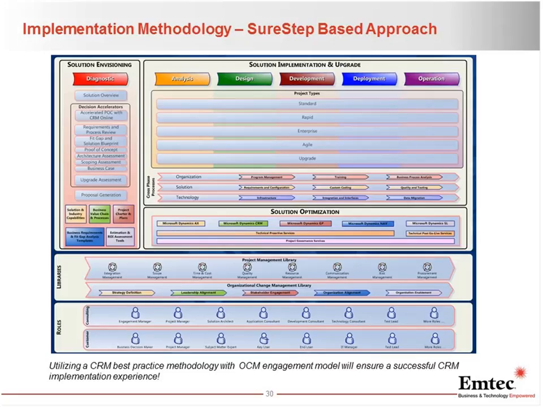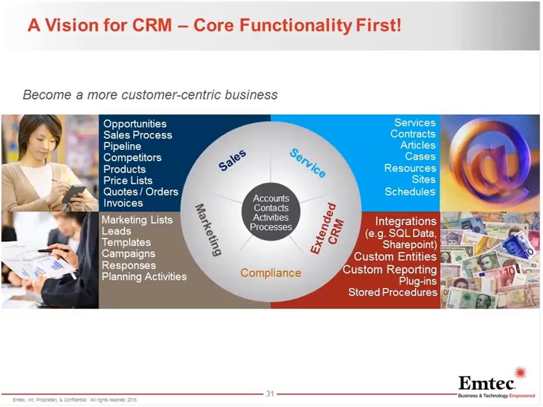That's really where this thing all ties together and you get the success that you were striving for. So as far as what you implement, as I mentioned earlier, you want to go for core functionality first. You can see here, the center of this is accounts, contacts, activity, and your business processes. That is a must. With every CRM solution, you stand those up. Now, where do you go next?